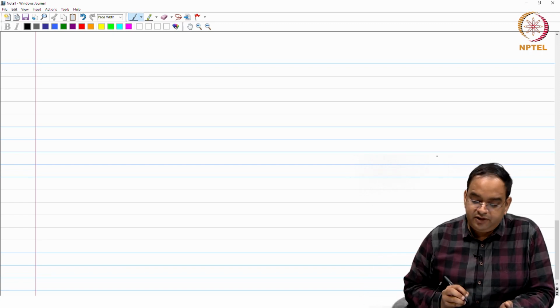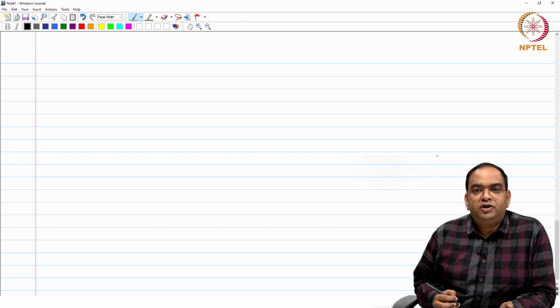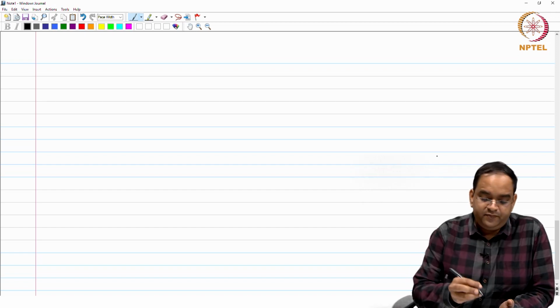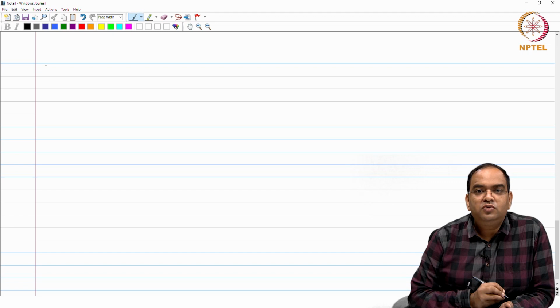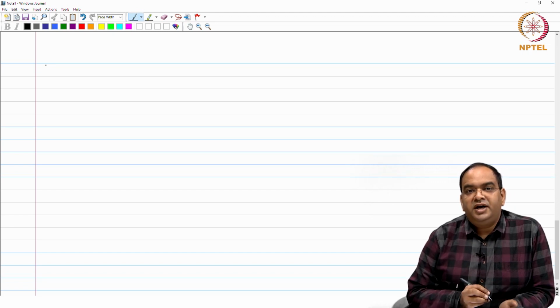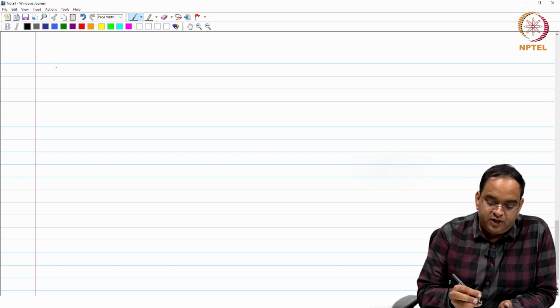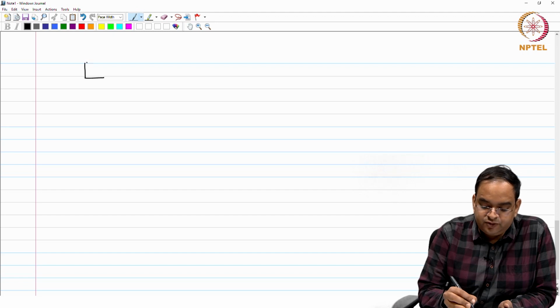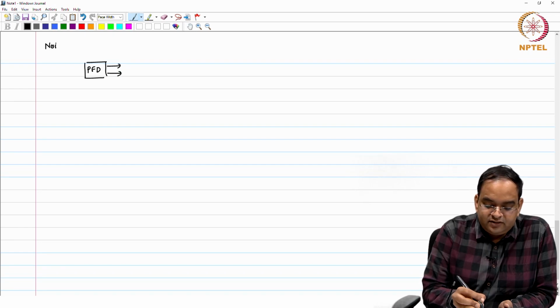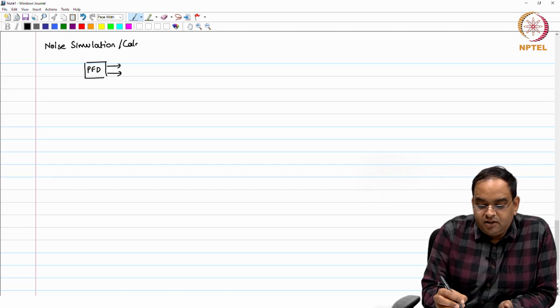In the previous session, we looked at the noise optimization for different noise sources in the PLL. In this session, we are going to find out the noise of different sources either by calculation or by simulation. So, in our PLL block, we have PFD and charge pump. Let me write this: noise simulation or calculation, depending on which is easier to do.